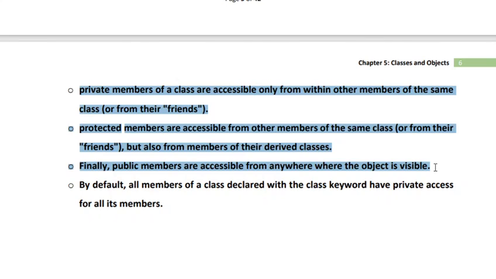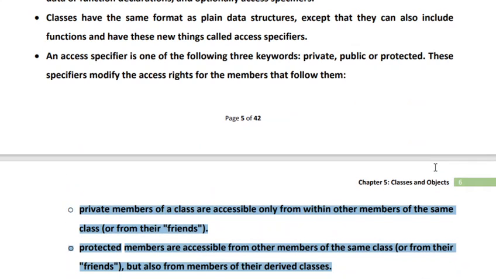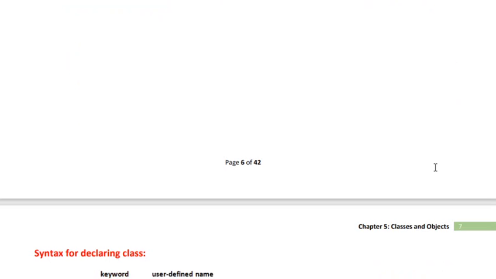A private member of a class is accessible only to the members of the class or to the set of friend members. Protected members are accessible to the members of the class and the members of the derived classes. And finally, public members are accessible from anywhere within the scope of the object. Now, by default, all the members of a class declared with the class keyword have private access specifiers associated with them. As I've already said, by default, the access specifier associated with the members of the class will be private. We'll try to understand the different access specifiers with the help of examples in the upcoming classes.